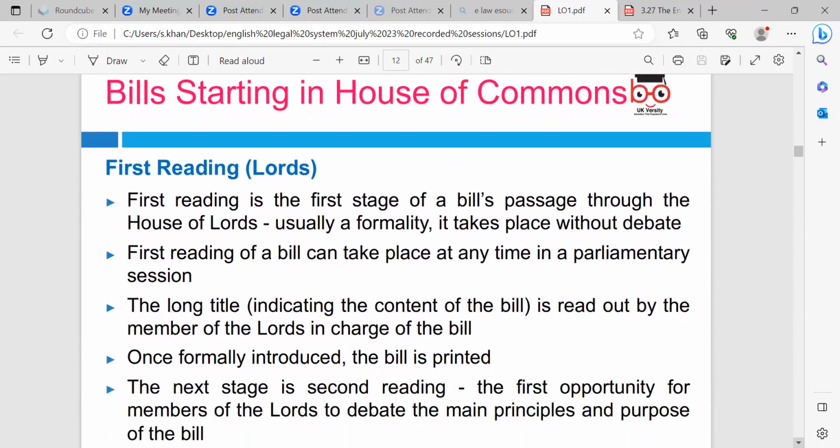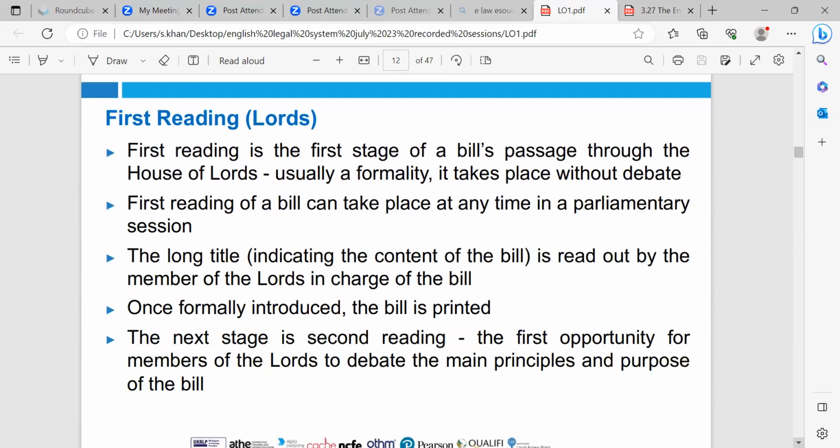So this is the first reading in the House of Lords. The first reading in the House of Lords is the first stage of the bill's passage through the House of Lords, usually a formality. It takes place without debate. The first reading of a bill can take place at any time in a parliamentary session. The long title indicating the content of the bill is read out by the member of the Lords in charge of the bill. Once formally introduced, the bill is printed.